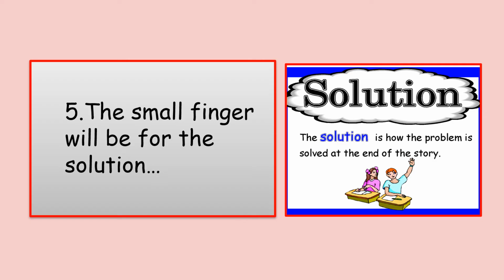And the small finger represents the solution. So every problem has a solution. Similarly, if there is a problem in a story, there might be a solution as well. So solution means how the problem is solved at the end of the story.